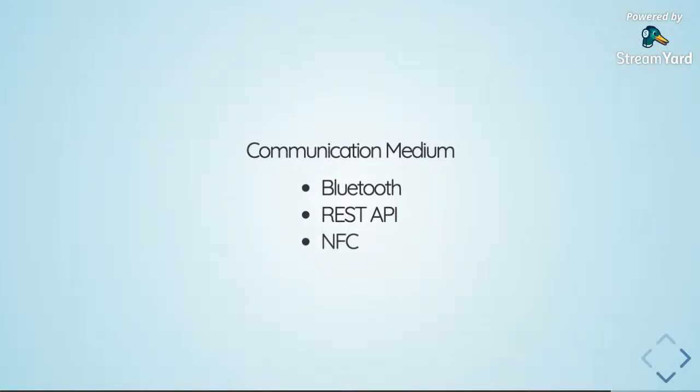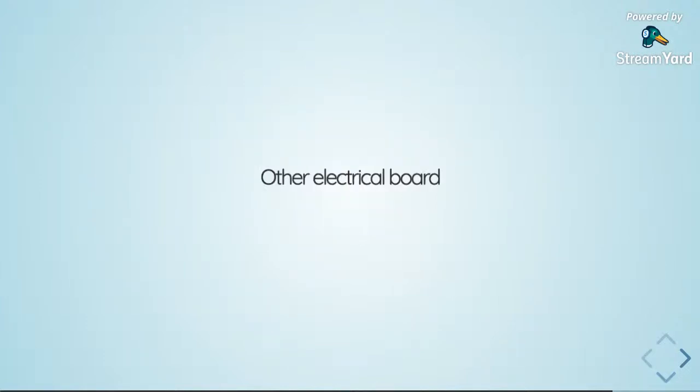The next is probably NFC. Not sure if this can be done, but I think theoretically it can. We can have an NFC reader connected to the Arduino, and once we get inside a room, we can just tap the NFC on the NFC reader, and then boom, it will turn on the lamp or turn off the lamp. Basically, it can be done theoretically. Or if you prefer to use another electronic board, you can use that as well, such as Raspberry Pi. The concept will basically be the same.